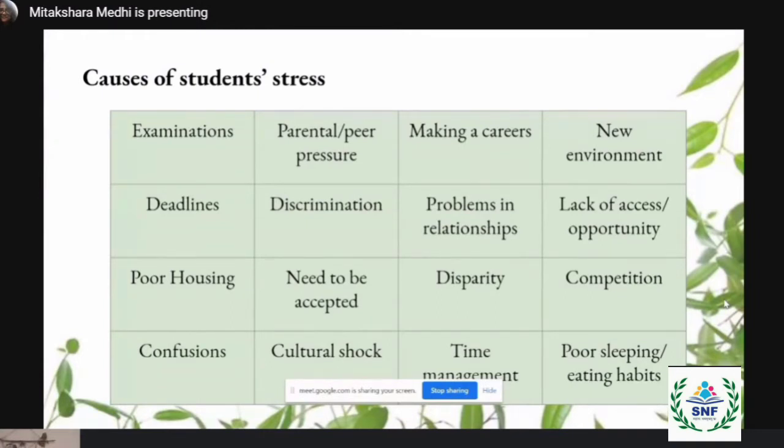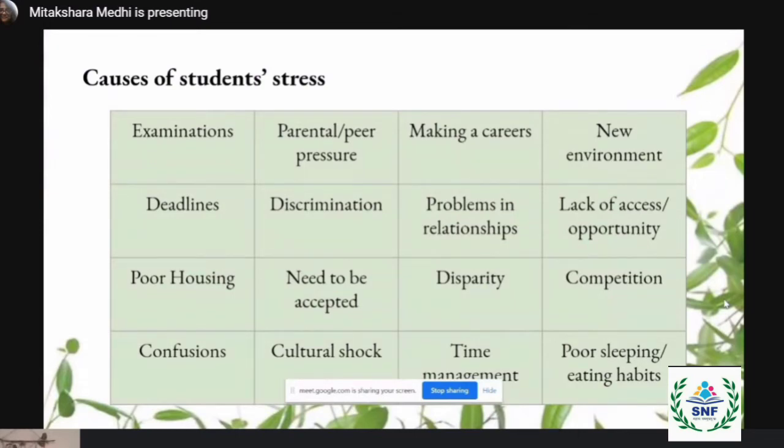You also have to look after your own food, cleanliness, doing everything on your own. The need to be accepted goes hand in hand with the new environment, because you're making new friends. You also need to be accepted into new social groups. But also, if you are part of colleges which have extracurricular activities, you need to be accepted into different teams, societies, and so on. Disparity, similar to discrimination and lack of access.